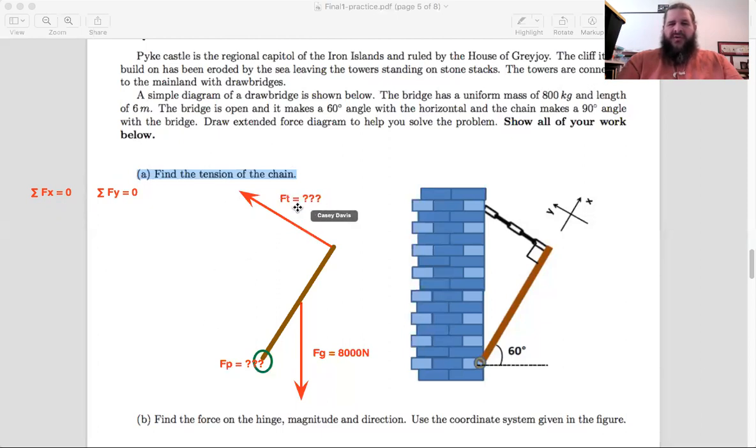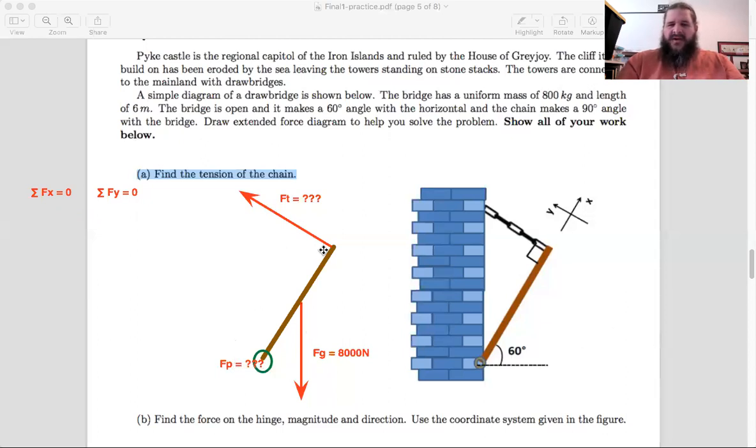We don't know how strong the tension force is, we don't know how strong the pivot force is, and we don't know in which direction the pivot force is. So that's too many unknowns. We've got three unknowns: tension magnitude, pivot force magnitude, and pivot force direction.